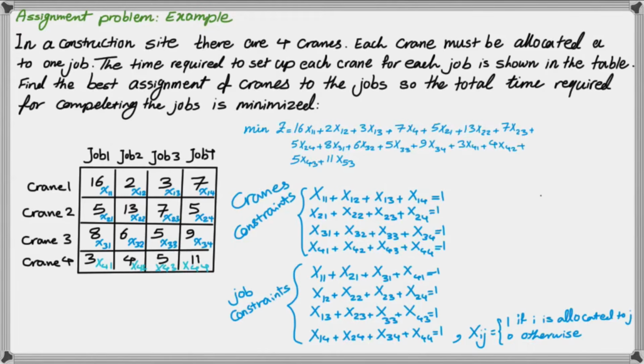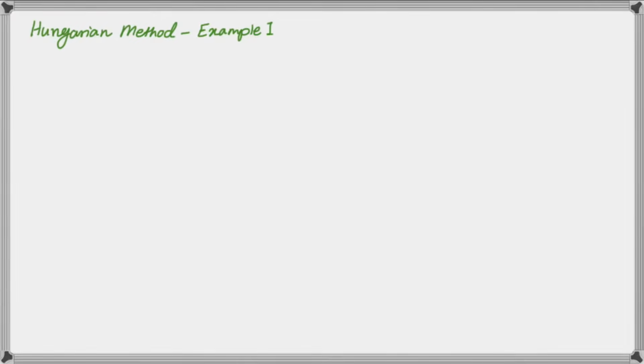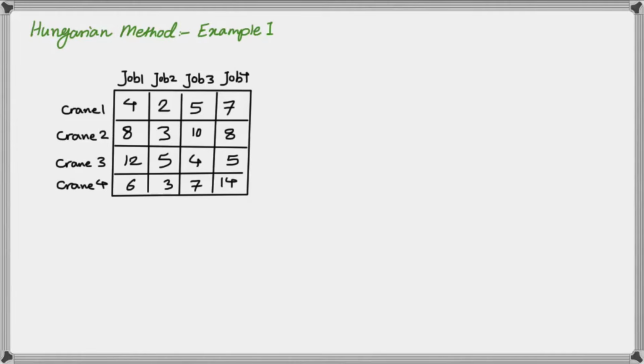One method to solve this problem is called the Hungarian method. Let's learn the Hungarian method using an example. This is a table of the cost for crane to job allocation. This is not similar to the one that you saw earlier. This is a different example for certain reasons.